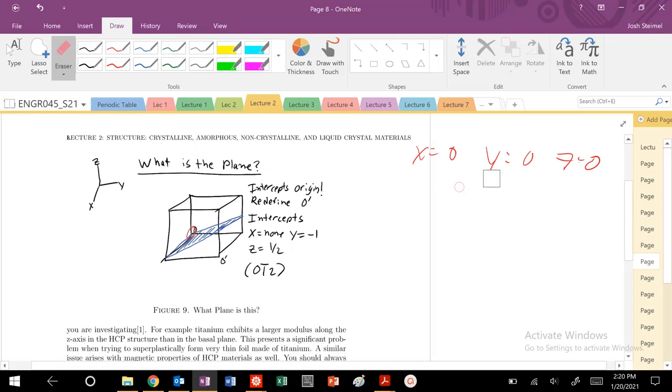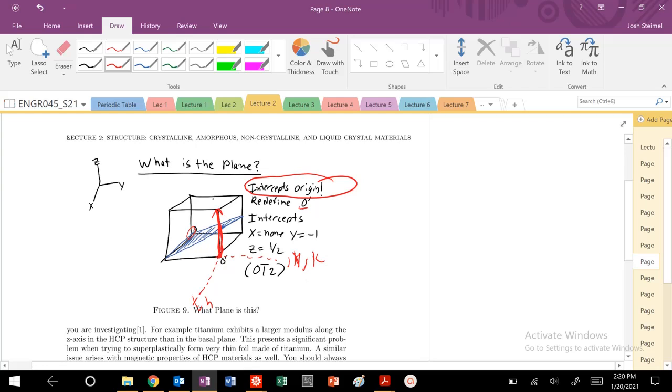So whenever you have a plane that intersects the original origin, you have to do a procedure. If we intersect the origin here, we need to redefine and create a new origin. So now I have an origin right here. So now this is my new x or h, this is my new y or k, and this is my new z or L. From this origin, and again, you could define your origin wherever you want. There are some that are more convenient than others, but you'll see how that works out. So let's go ahead and look at this new origin here.